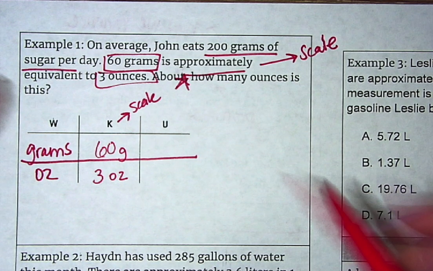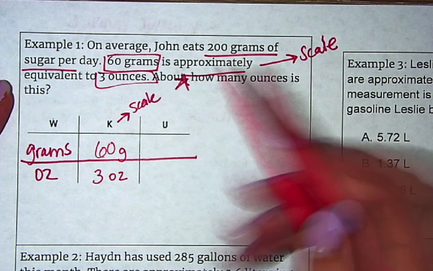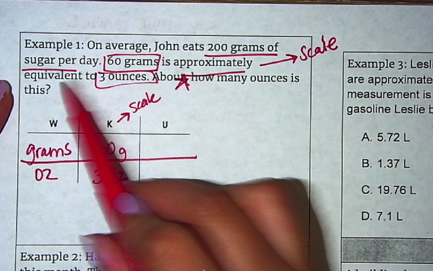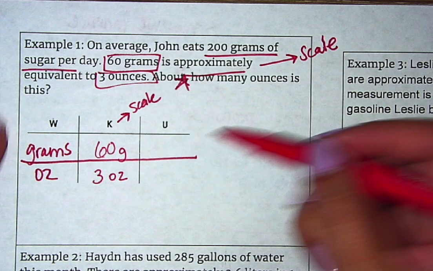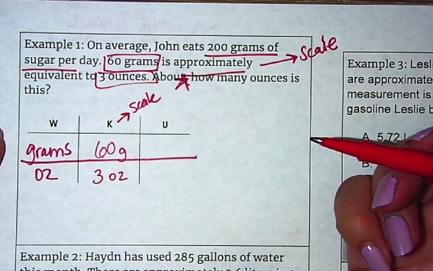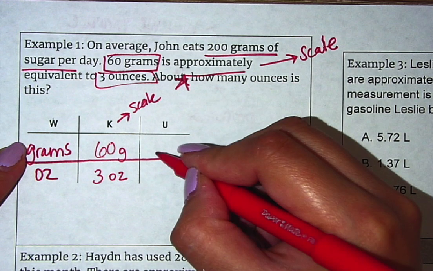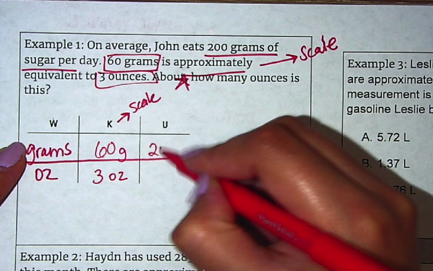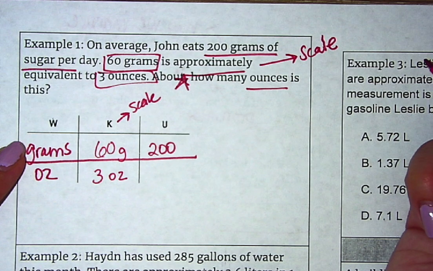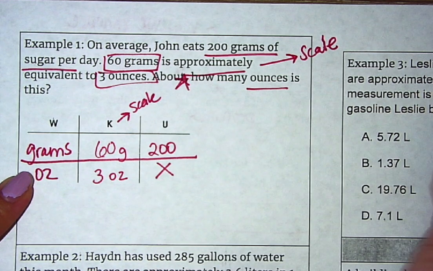Okay? Now my unknown. So how many grams did he eat? It says 200 grams of sugar per day. So is that number going to go on top or bottom? Well, what number is talking about grams? It's talking on top. So 200 is going to go on top. My question's asking how many ounces this is. So I don't know my ounces.